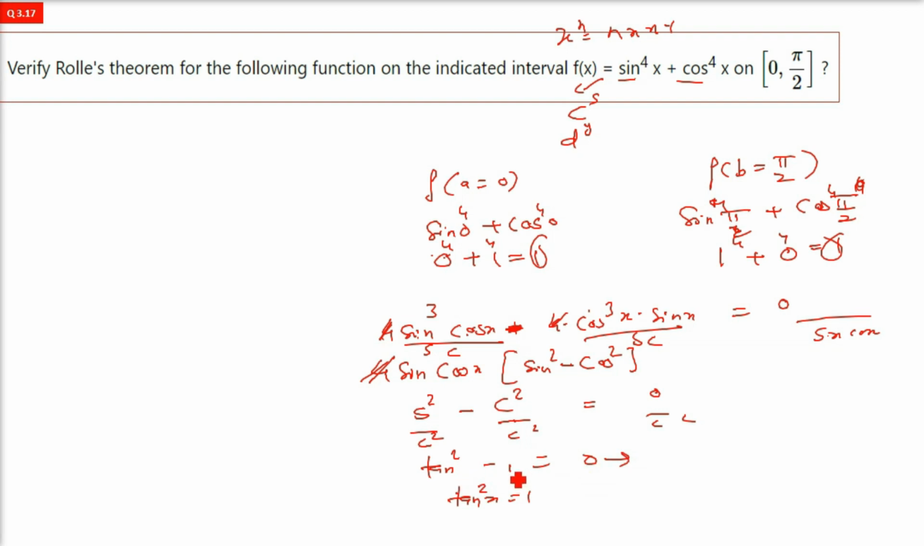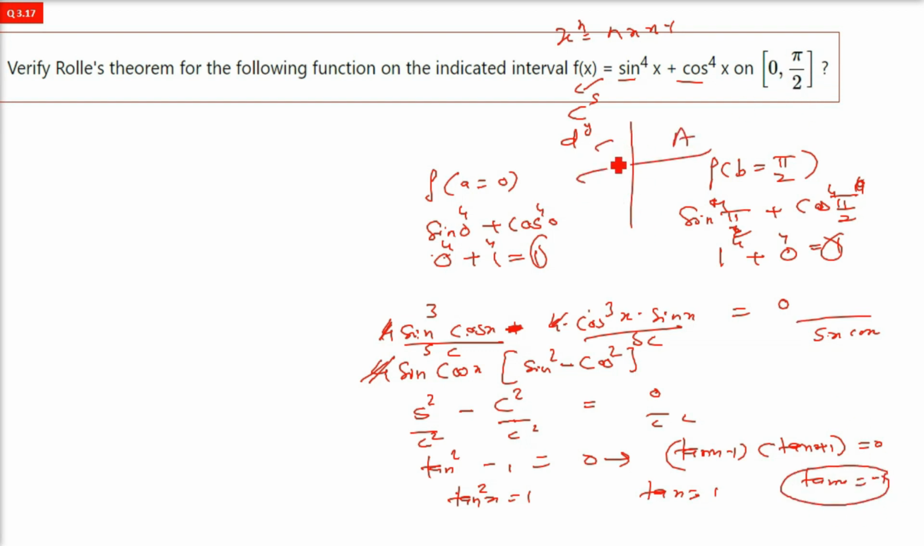So as I said, you can do it in different ways. Tan square minus 1 square will be (tan x minus 1)(tan x plus 1) equals 0. It will be tan x equals 1 and tan x equals negative 1. So this minus 1 is not in that range. You have to see at what value x is going to give you -1. It will not be between 0 to pi by 2 in any case. But tan x equals 1, x will give you the value as pi by 4, 45 degree, and that is lying between 0 and pi by 2. So this is your answer.